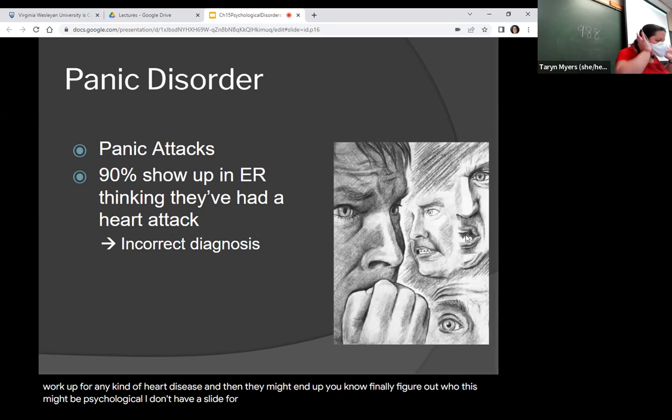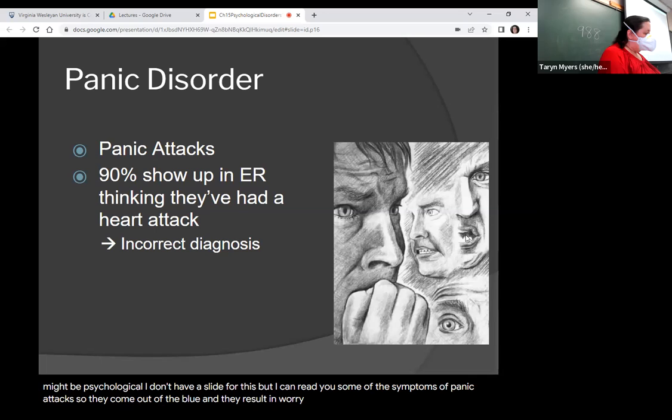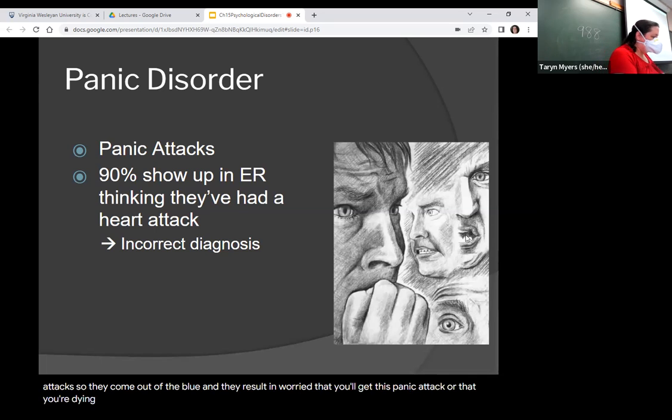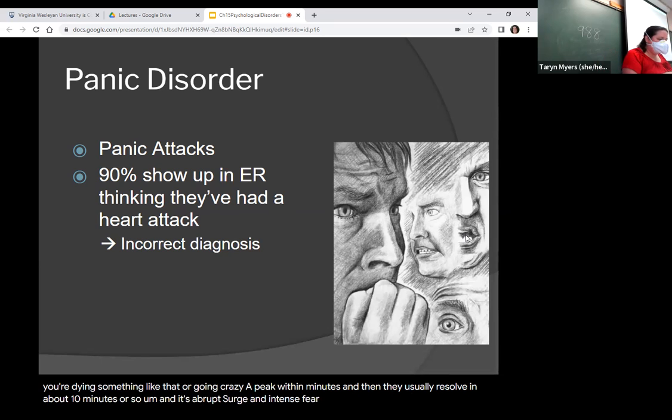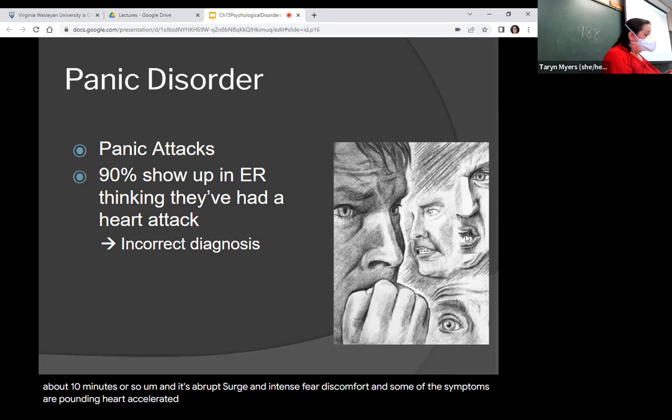And I don't have a slide for this, but I can read you some of the symptoms of panic attacks. So they come out of the blue and they result in worry, that you'll get this panic attack or that you're dying, something like that, or going crazy. They peak within minutes and then they usually resolve in about 10 minutes or so. And it's an abrupt surge in intense fear or discomfort. Some of the symptoms are pounding heart, accelerated heart rate, sweating, shaking or trembling, shortness of breath, sensation of choking, chest pain or discomfort. You can see more and more why people think they're having a heart attack, right? Nausea or abdominal distress, dizziness, chills or heat sensations. Sometimes you'll get tingling in your extremities, and feelings of loss of control or going crazy, feeling not connected to the world, and fear of dying.